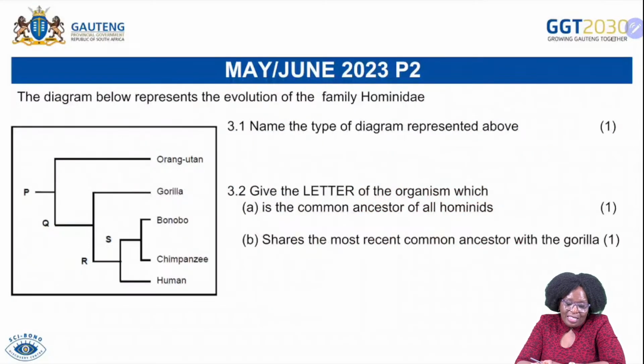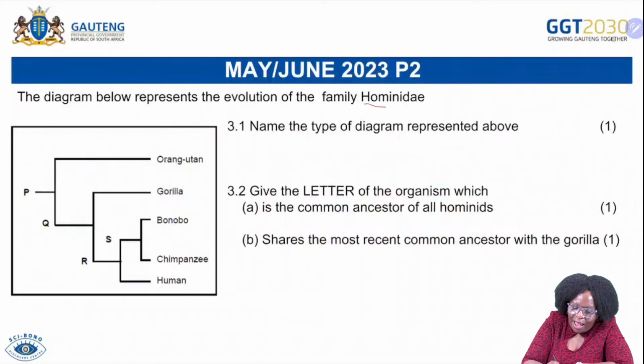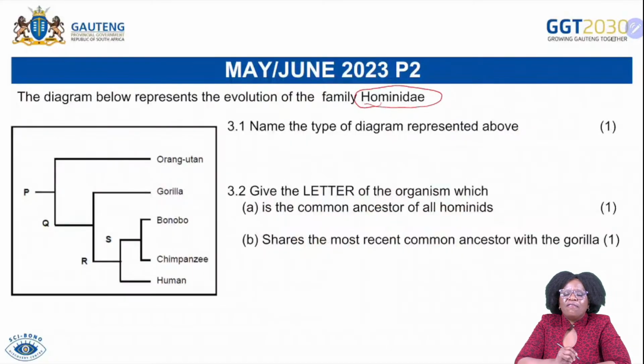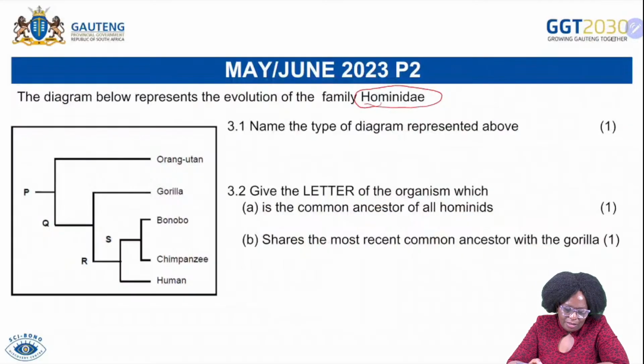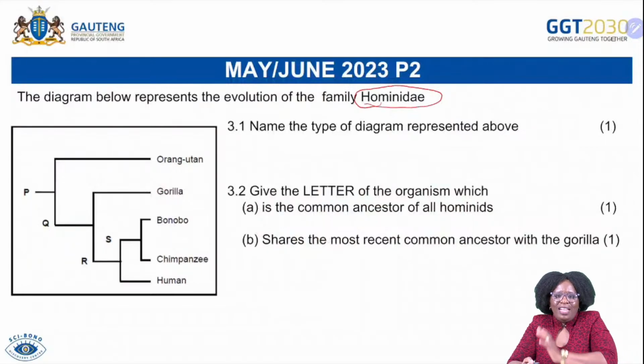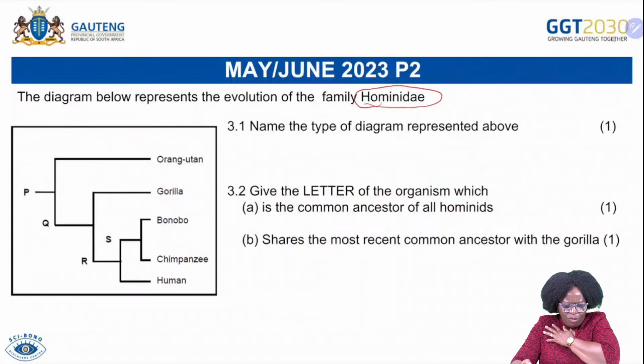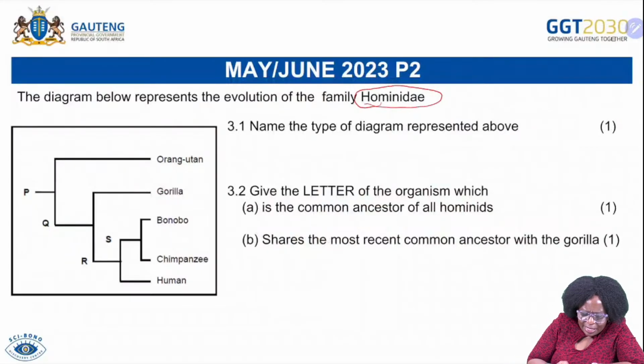Let us look at this diagram here. I am not going to tell you what the diagram is. The diagram below represents the evolution of the family Hominidae. We spoke about the family earlier on, where we had different organisms that were outlined. And again, what is the rule? The rule is that you study what you are given. So you come to this. What is this? Okay, let's see.